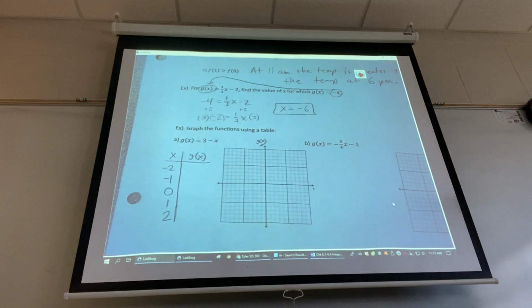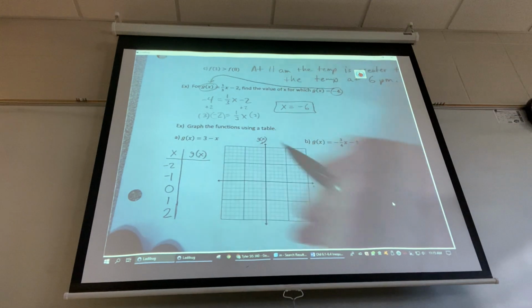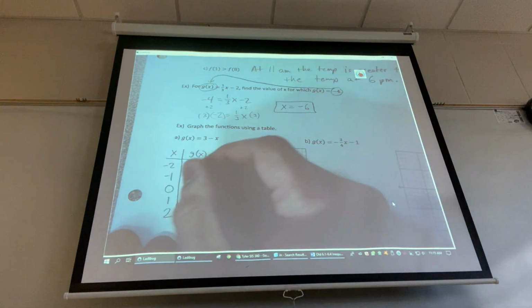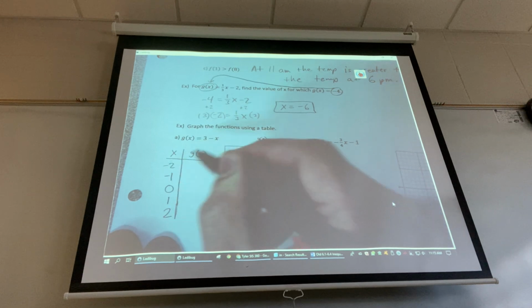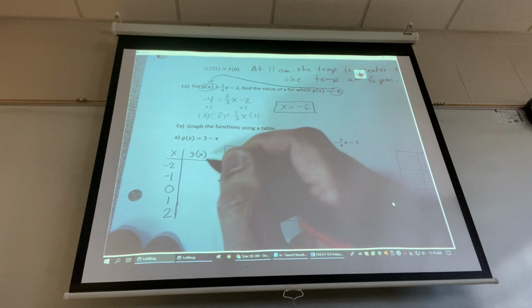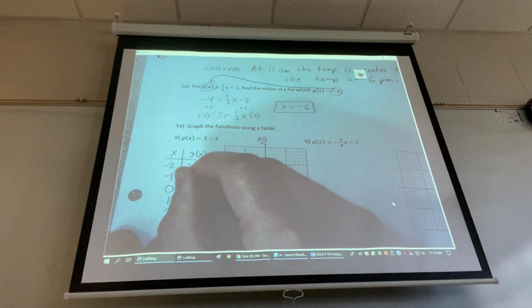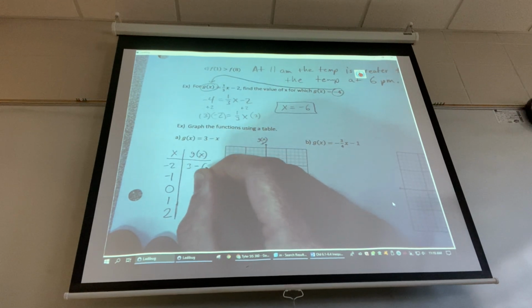Now, to figure this out, what you can do is you're just going to take this -2 and place it in for X, right? Now, I don't want to clutter this up too much. Aren't we just going to do 3 minus parentheses -2?